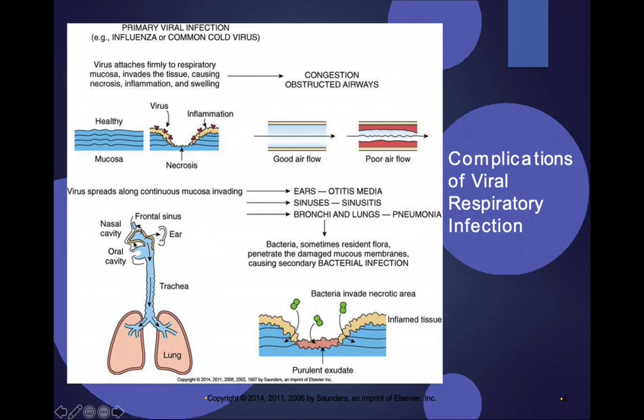And that could be fatal in immunocompromised individuals. So it can spread, it can go into the nasal cavity, it can go into the frontal sinus, it can go into the ear, the oral cavity, down into the trachea, and all the way into the lungs. The bacteria, sometimes the resident flora, penetrate the damaged mucosal membranes, causing a secondary infection. And that's where you start to get that purulent exudate, okay?